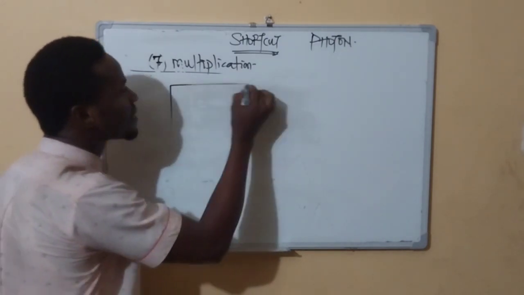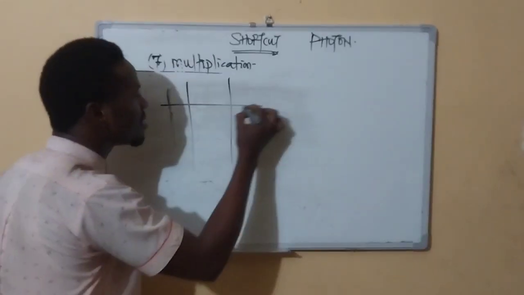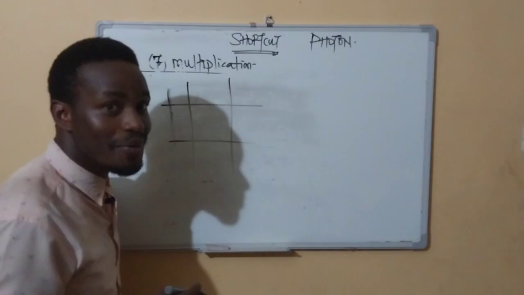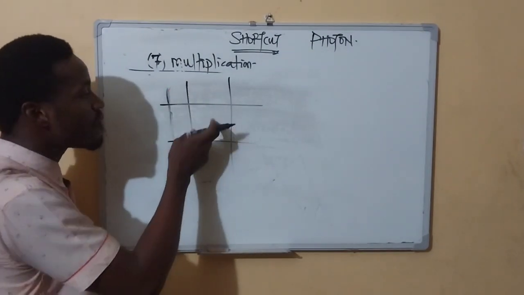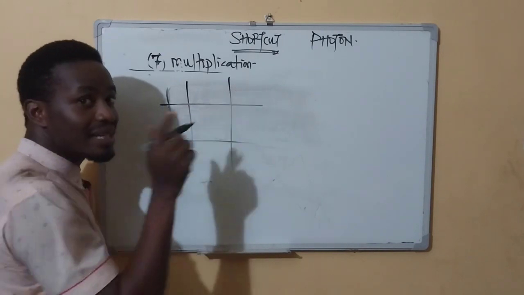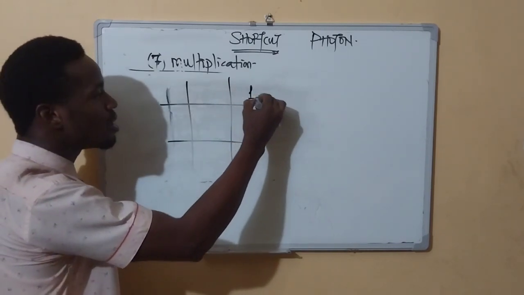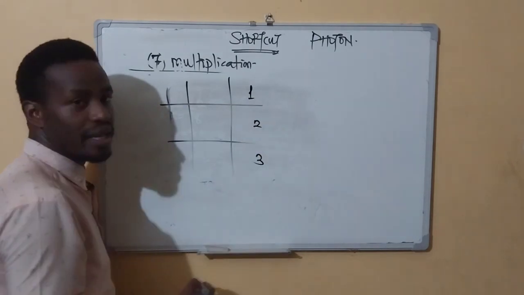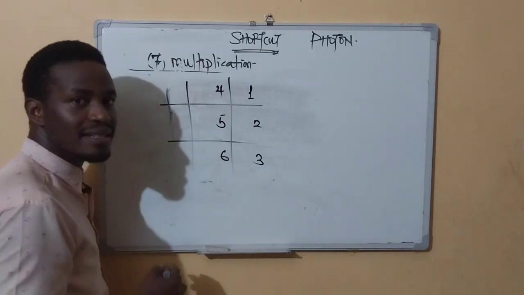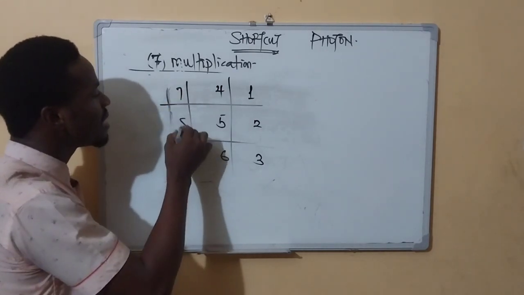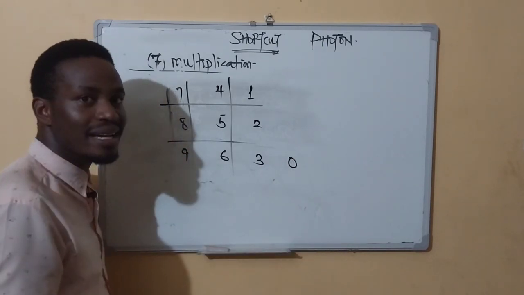Or rather, remember we did that using our tic-tac game, the X and the O. And when we were doing the 3 times, we started from 1, 2, 3, 4, 5, 6, and 7, 8, 9. This time around, for your 7 times, you're going to be starting from here. 1, 2, 3, 4, 5, 6, 7, 8 and 9. And you know after 9, there's a 0 attached to it at the outside.